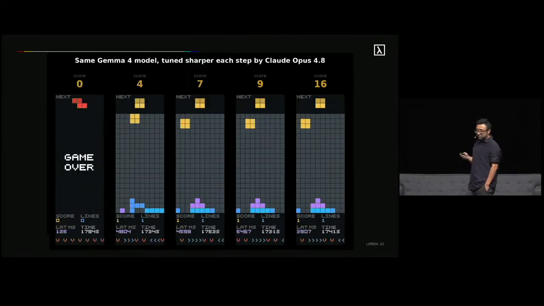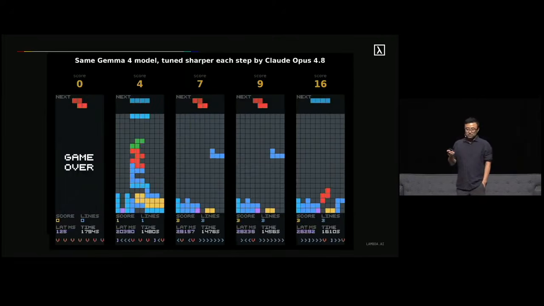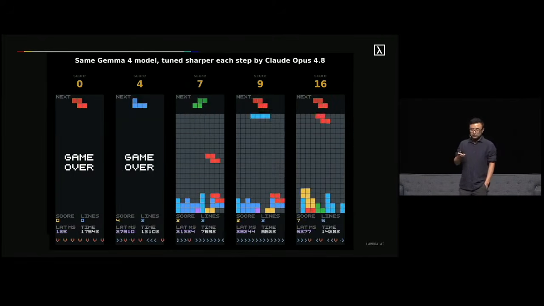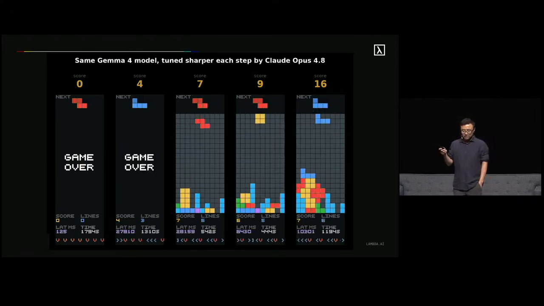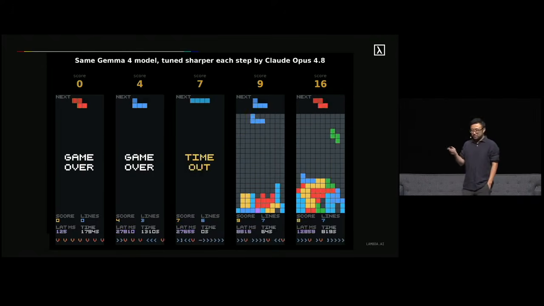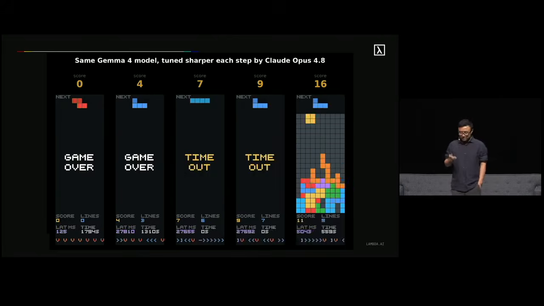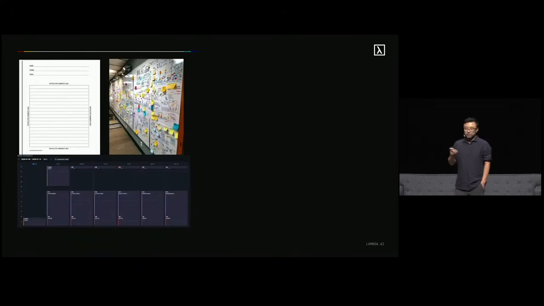Over a period of 2.5 days, Gemma was able to improve from scoring 0 to scoring 16 points. In the rest of the talk, I'm going to share some of the lessons we learned. What makes it all work is not so much that Claude is smart. We all know Claude is smart. It's more about how we force Claude to write things down systematically.